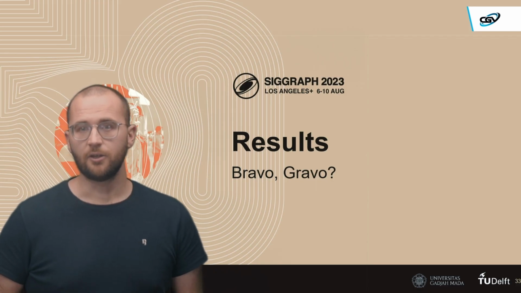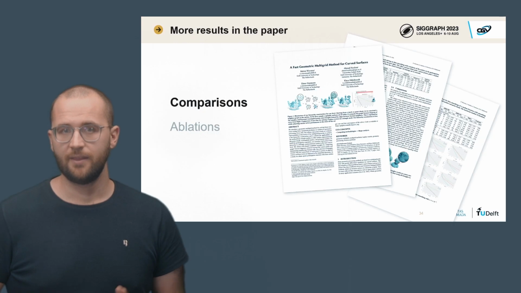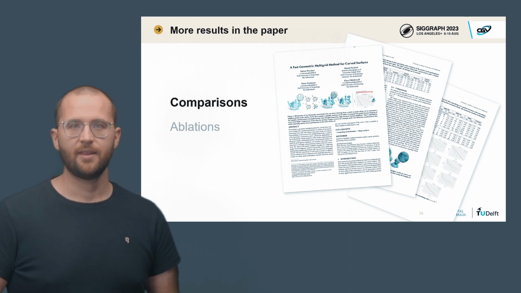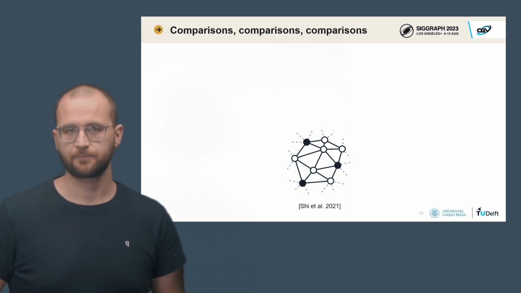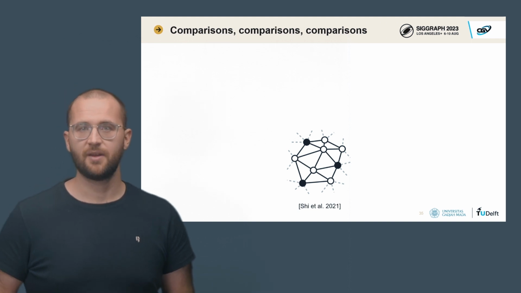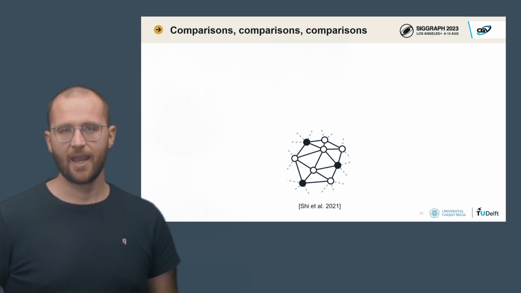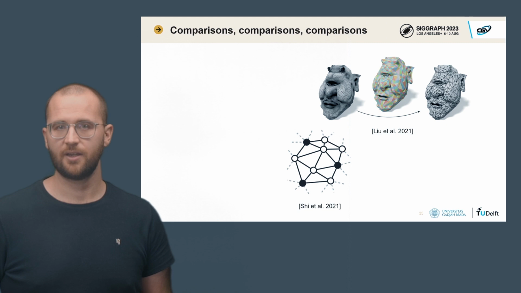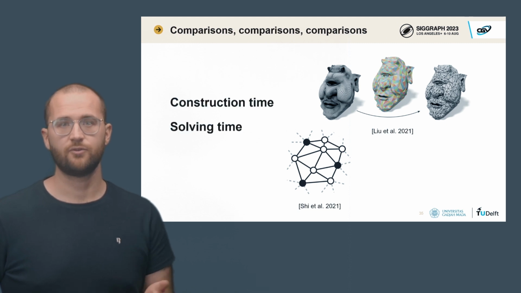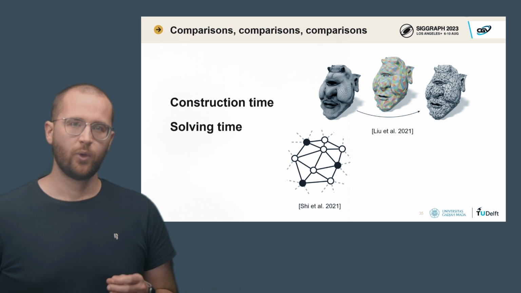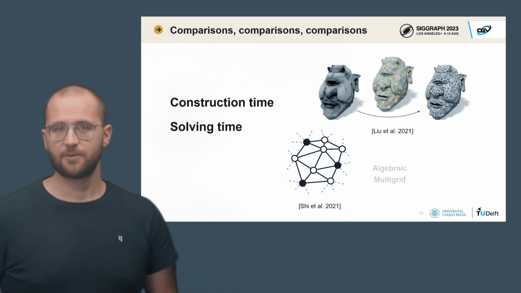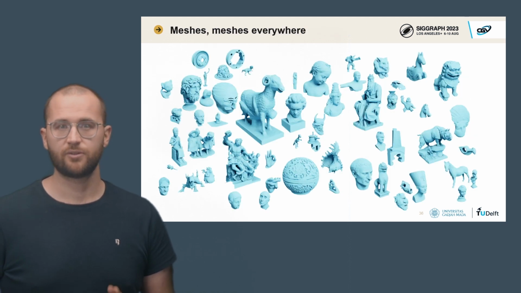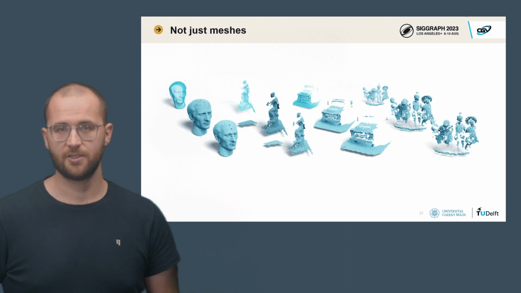Let's take a look if we can also solve much faster. In this talk, I will focus on the comparisons that we did. We have a set of ablation studies in the paper that pick apart each choice in the algorithm. In our comparisons, we compare against the methods by Shi and colleagues from 2006 and Liu and colleagues from 2021, and look at two things. How fast can we construct the hierarchy, and how fast can we solve or converge to a solution? We also compare to other algebraic multigrid approaches, and for reference, compare to direct solvers. We tested on over 50 input shapes, including non-manifold meshes and point clouds.